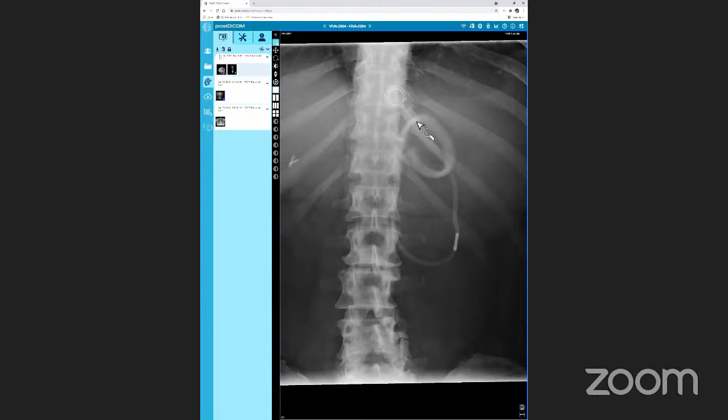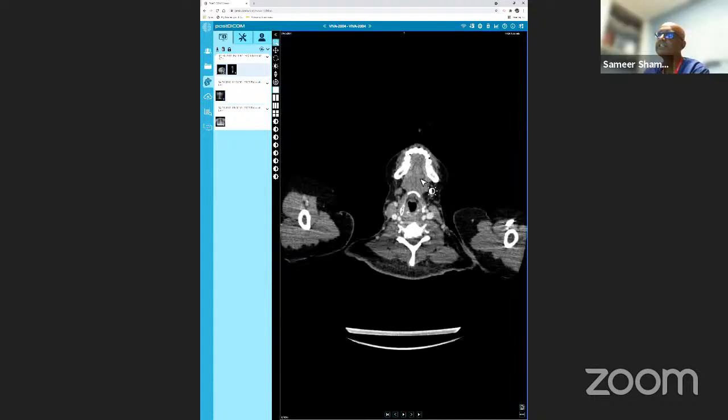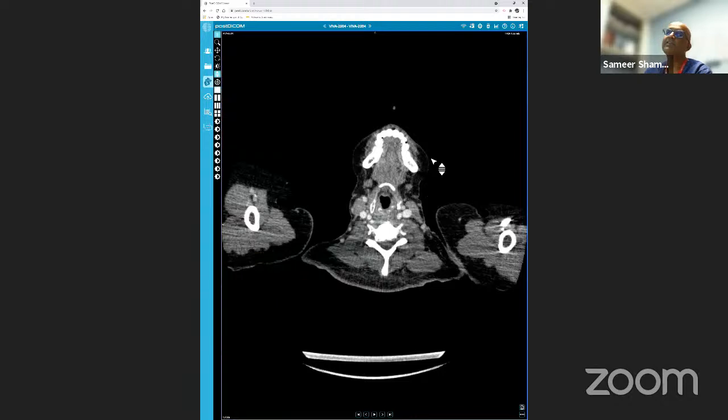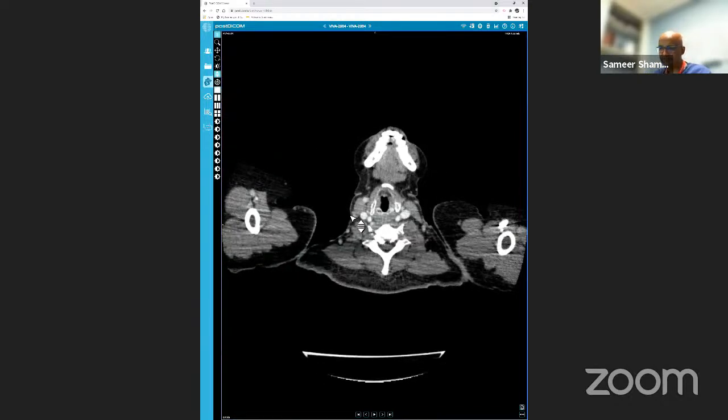It's not in the right position. It's not orientated in the right axis, so it looks like this gastric band has slipped. Okay, so we did a CT because the patient is deteriorating and having a lot of abdominal pain. So feel free to scroll through the data set and let me know what you think.